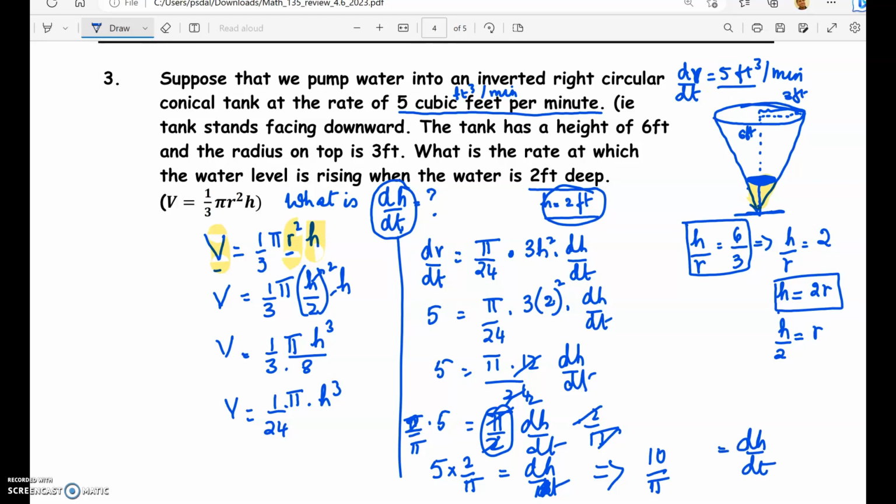dh by dt is the rate of change of height with respect to time. The unit of height is in feet, and the unit of time is minute, so the answer is in feet per minute.